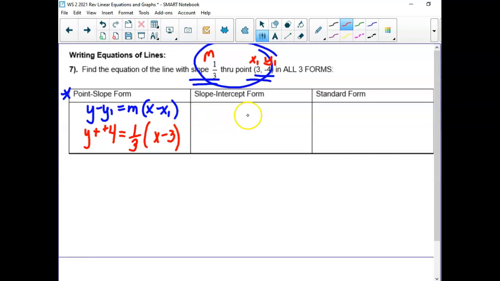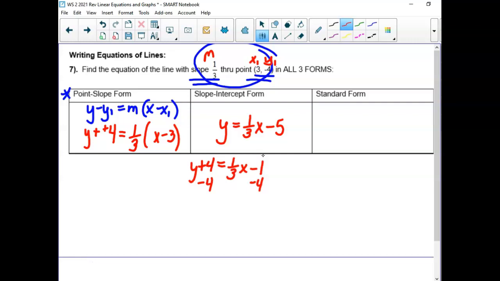If I told you to leave an answer in slope intercept, now you have to get the y by itself. Can you try that? We have y plus 4 equals, if we distribute, 1/3 x. What's 1/3 times 3? Just 1, and there's a minus in there. And then we need the y by itself. I got 1/3 x minus 5. Did anybody else get that? Okay. Gotta watch your signs. Remember, you'll have a calculator. Use your calculator all the time if you're troubled with signs.